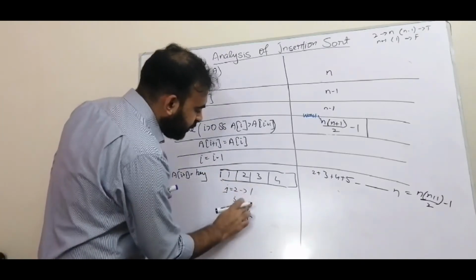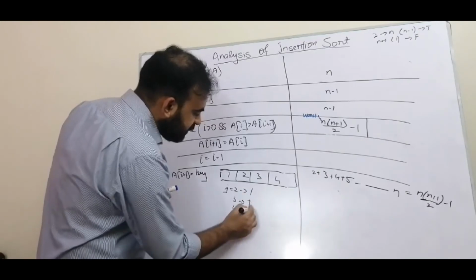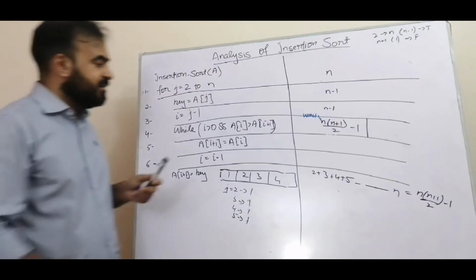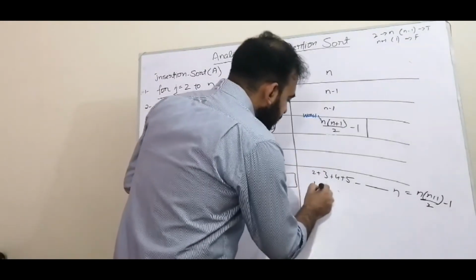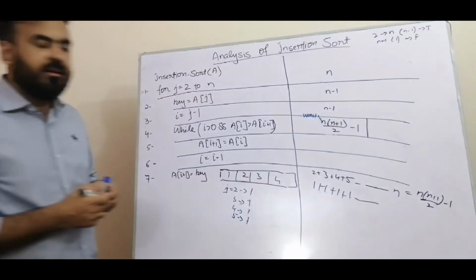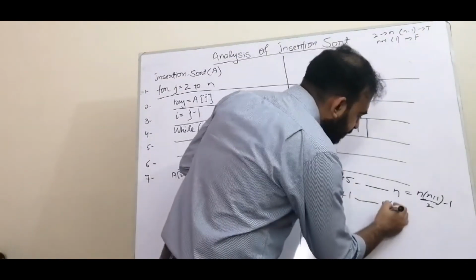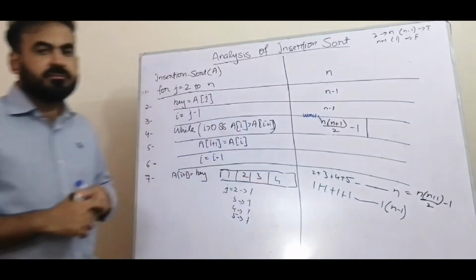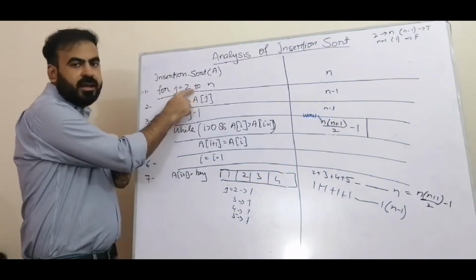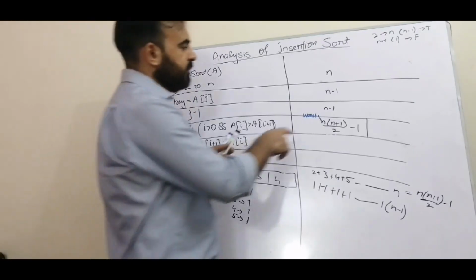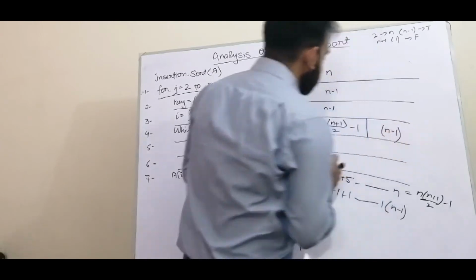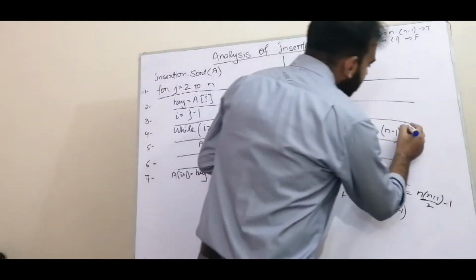So j is equal to 2 one time, j is equal to 3 one time, j is equal to 4 one time, j is equal to 5 one time. So what will be the series? 1 plus 1 plus 1 plus 1 and so on. And how many times will there be 1? n minus 1 times, because the outer loop is running n minus 1 times. So this instruction will execute n minus 1 times in the best case.